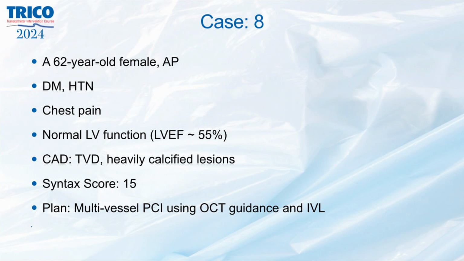Good morning, everyone. Our first case of today is a 62-year-old female who is a known case of diabetes and hypertension, presented to us with a chief complaint of chest pain. Her 2D echo showed normal LV function, LVEF 55%. Coronary angiogram showed CAD TVD, heavily calcified lesions. Her syntax score is 15. Our plan is to do multivessel PCI using OCT guidance and IVL.